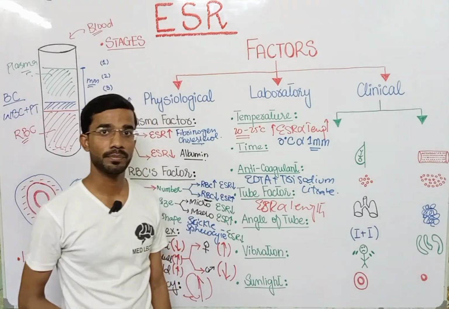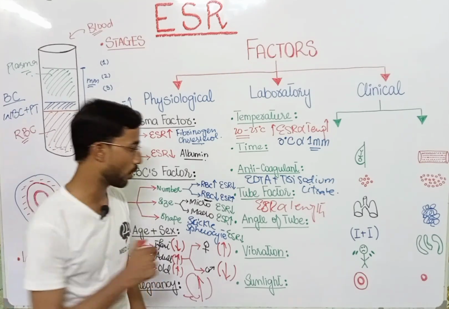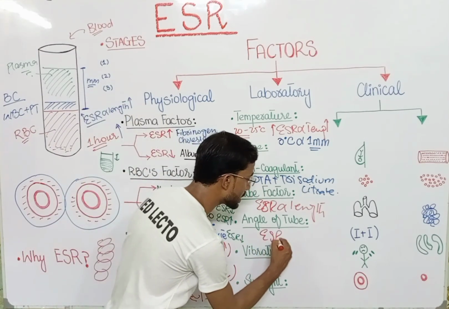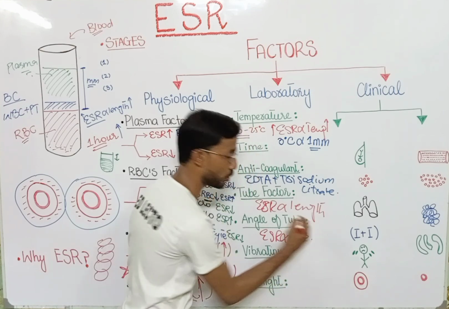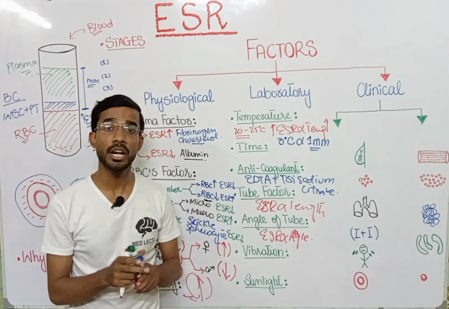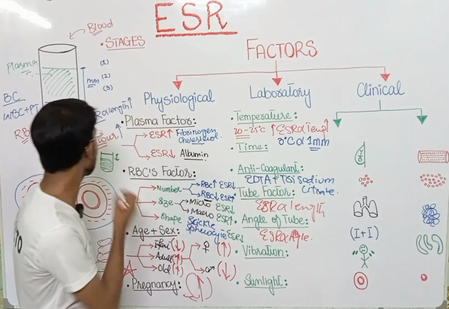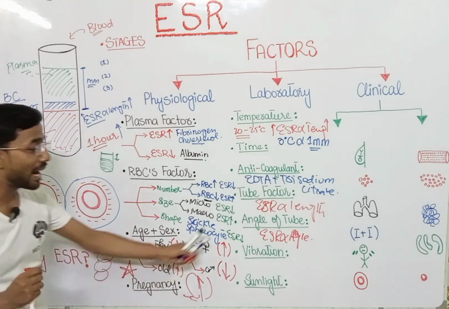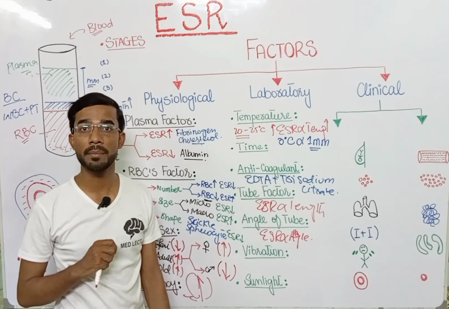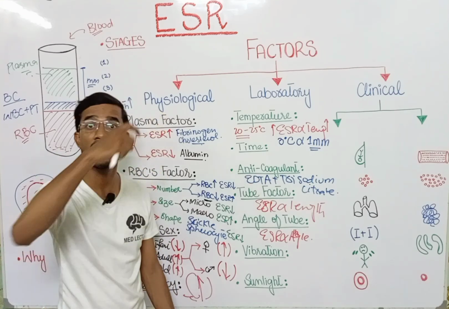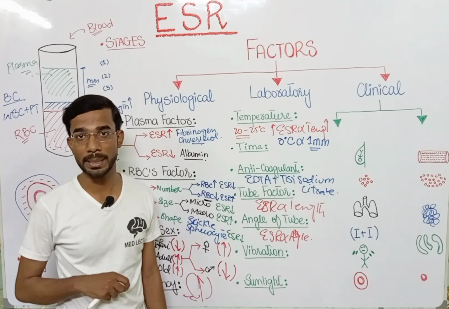Next is the angle. Angle also plays an important role. Again, ESR is directly proportional to the angle. In the ESR, the tube should be vertical. But when we increase the angle or tilt the tube, then the ESR will become increased. Why? Because the RBCs will speedily settle down at the bottom.